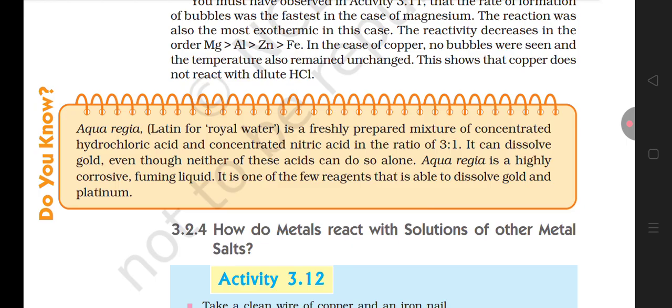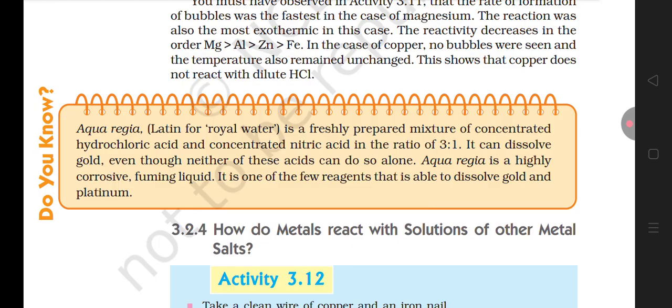Now it can dissolve gold even though neither of these acids can do this alone. Neither of these acids can do this alone means not even the hydrochloric acid and not even nitric acid. Both of them individually cannot dissolve gold, but when they come together in the ratio of 3:1 they can dissolve gold.